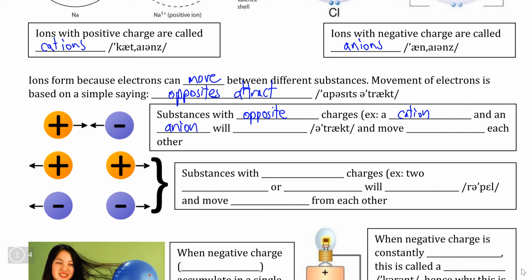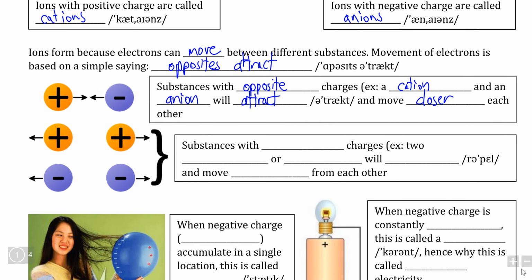Now, based on the principle of opposites attract, cations and anions with opposite charges will attract to each other, causing them to move closer to each other like this. And this is what we call attraction.